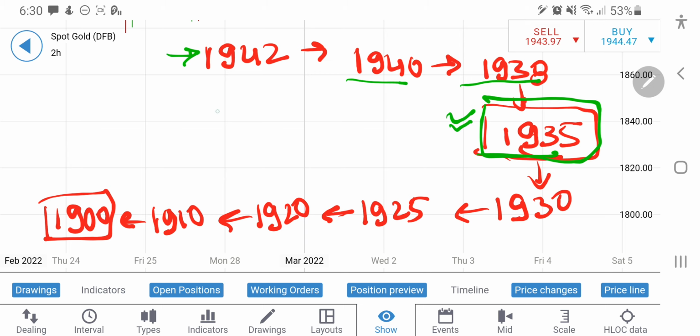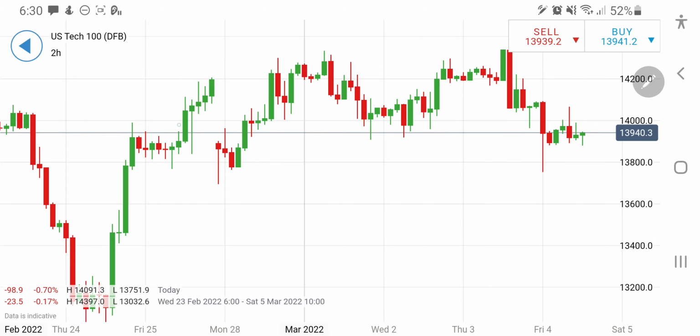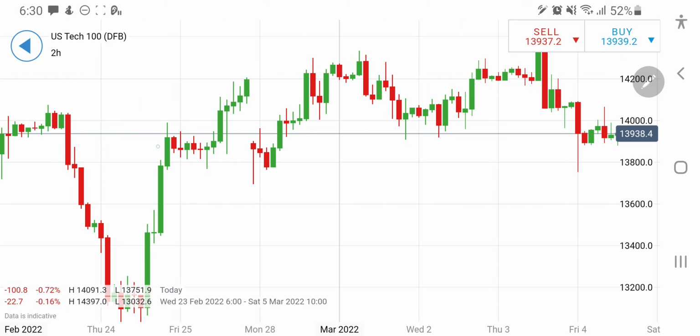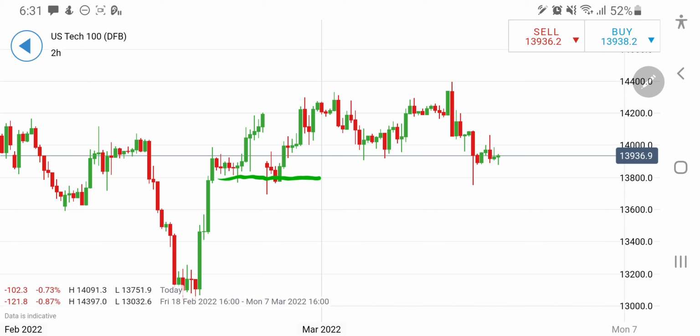Now let's have a look at US100. Now this is the 2-hour chart for US100. You can clearly see here is a support at 13800, and this zone at 13800 has always provided it a stronger support, and this time also it tried to move out but bounced back again. Now the support is right now lying at around 13880 levels.